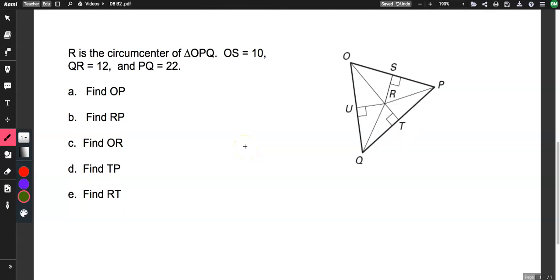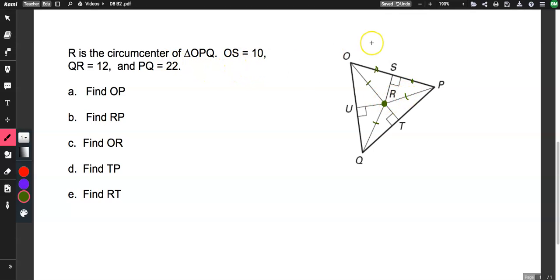Again, it says R is the circumcenter of triangle OPQ. So here's OPQ, R is the circumcenter. That means that the distance from the vertices to that point is equal. So looking at my picture, these three segments are congruent. And that means that these are perpendicular bisectors. Each of these is congruent to each other, not necessarily all the way around. So let's look at what else we have.